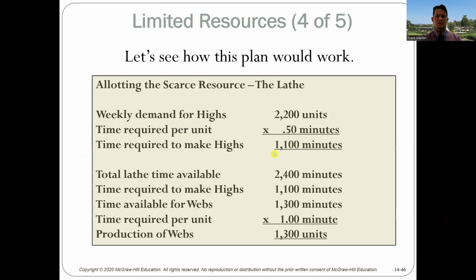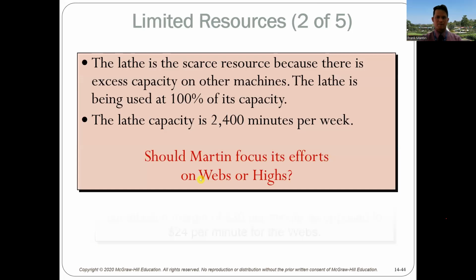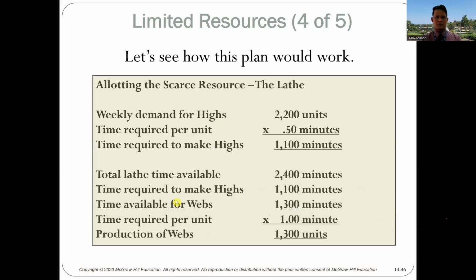All right. Now the total lathe time available is 2,400 minutes. It's given here, 2,400 minutes. Okay, that's the capacity, 2,400. Now the time required to make highs is 1,100 minutes. So when you subtract the 1,100 minutes required to make highs from the 2,400 lathe time available, you will get 1,300 minutes of time available for webs.